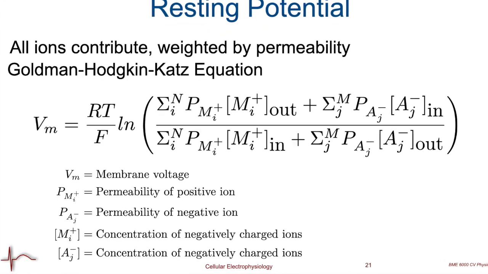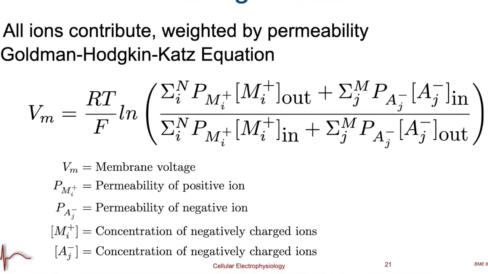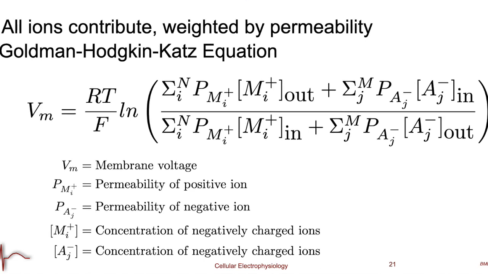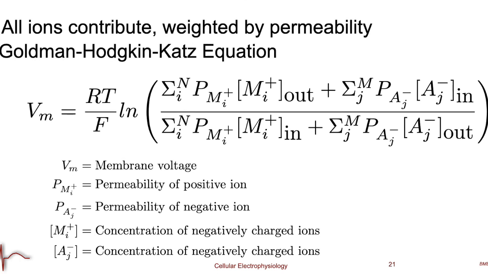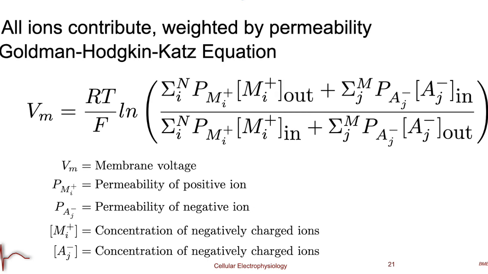It looks a little complicated, but it's really doing nothing more than adding each of the contributions from any ions that are relevant to that particular cell. And it's keeping track of the concentrations of those outside the cell and inside the cell. That's the subscript in and out. M and A are the positively charged and negatively charged ions, respectively. And the P's are their relative permeabilities or conductances. Again, it's the same concept. So if we add up all of those terms and we assign values to each one of those terms, then we'll come up with an estimate of the resting potential for that particular cell.